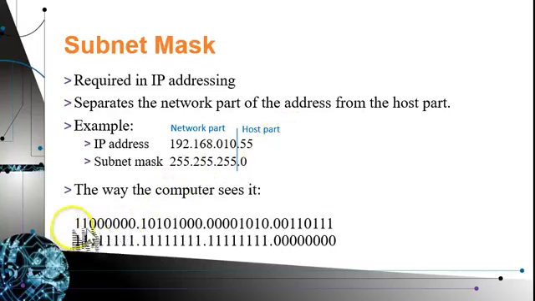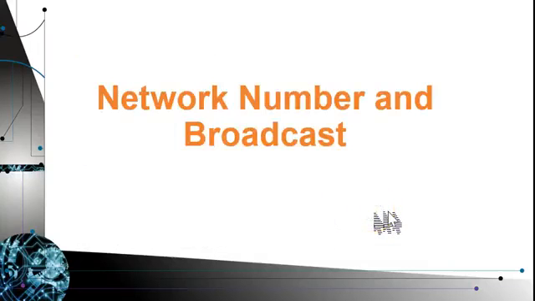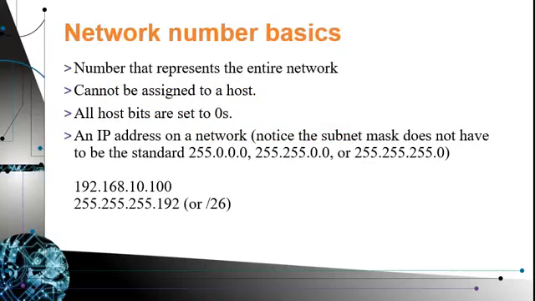So the way the computer sees it is here's the 192, here's the 168, 10, 55. Here's the subnet mask underneath, a series of 24 ones and then 0s. So where the ones stop is the network part, where the zeros begin as part of the subnet mask. See down here, they're all zeros. That represents the host part of an IP address. So now let's go into calculating network number and broadcast. So the basics of the network number.